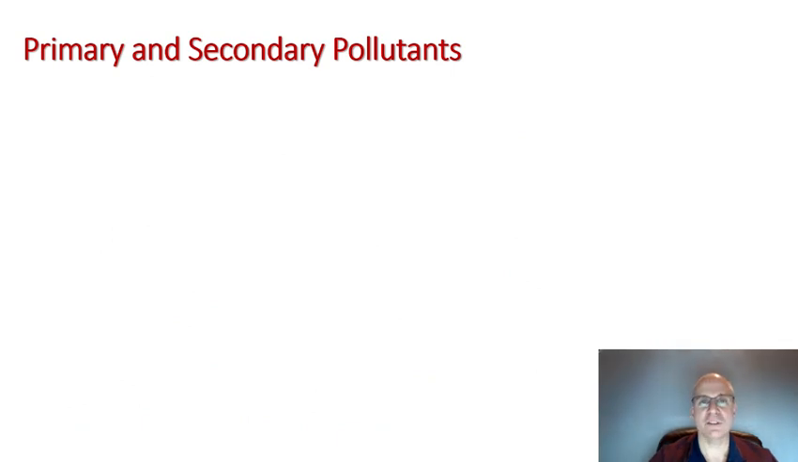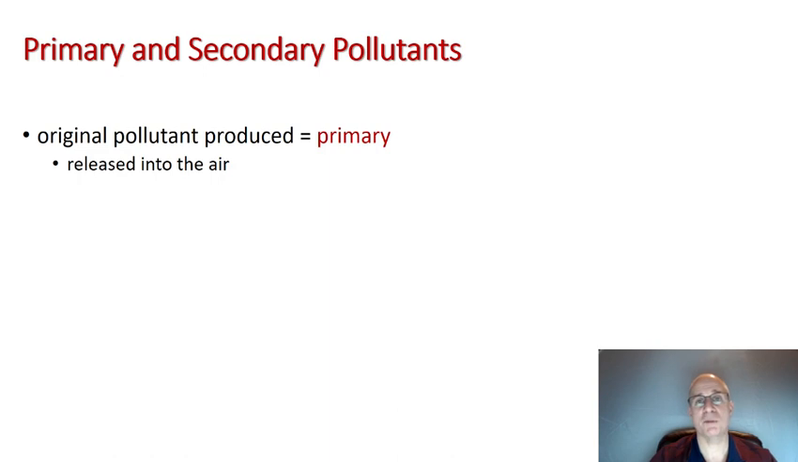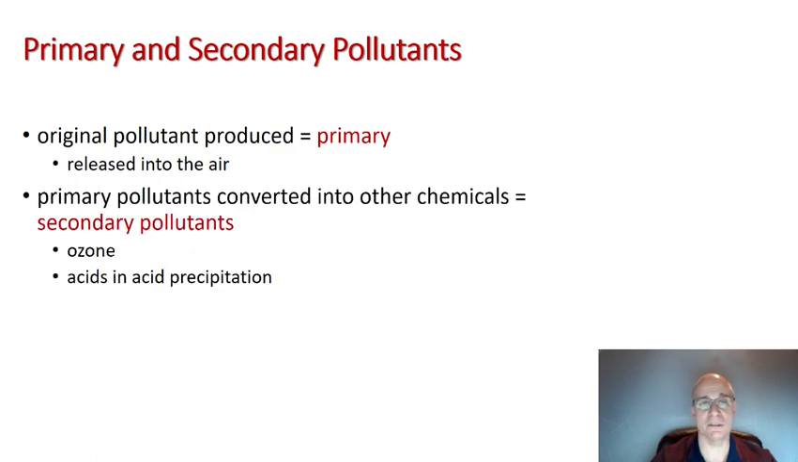Now I want to look at the difference between primary pollutants and secondary pollutants. A primary pollutant would be a pollutant that is released directly into the air. So for instance, let's say you were looking at the tailpipe of a car, and the gases coming out of the car would be considered a primary pollutant.